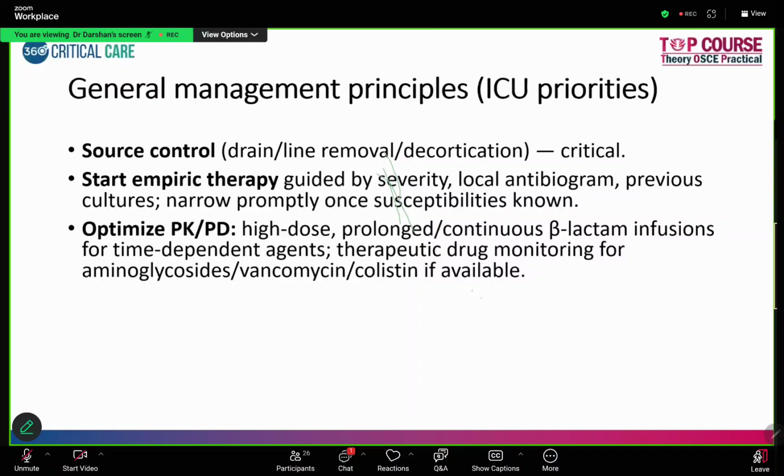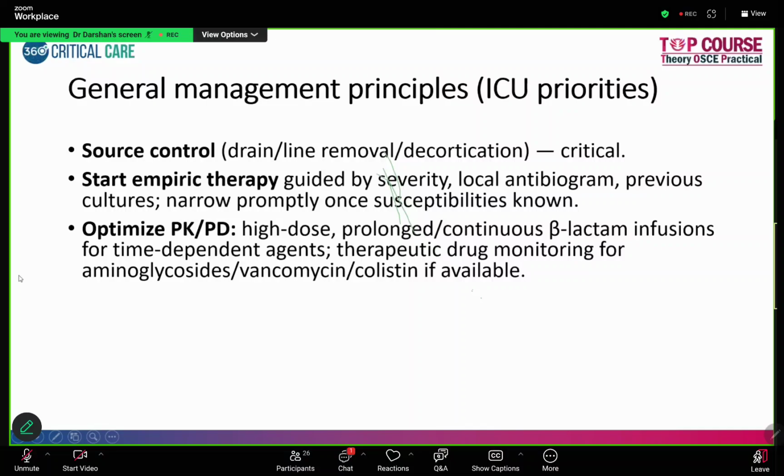Write about source control, start the patient on empiric antibiotic therapy as much as you know based on your local antibiogram. Please don't forget to use terms like this in your paper, okay? This is what they're focusing on: source control and empiric antimicrobial therapy based on local antibiogram. Okay, these are the words you need to write.